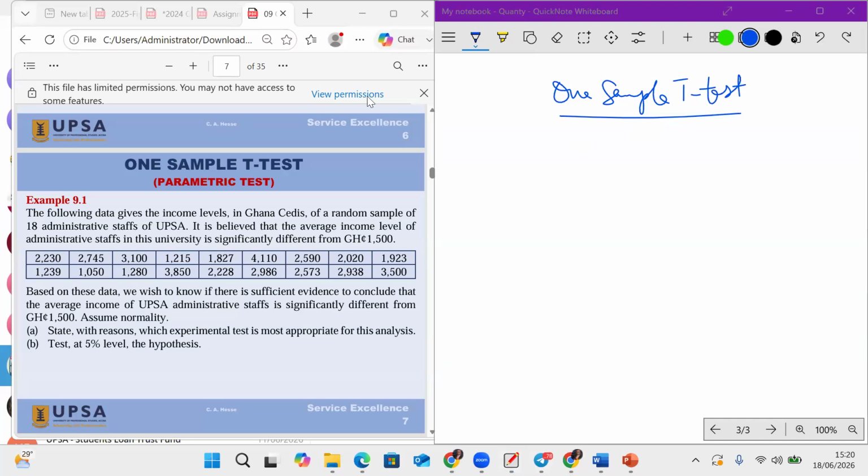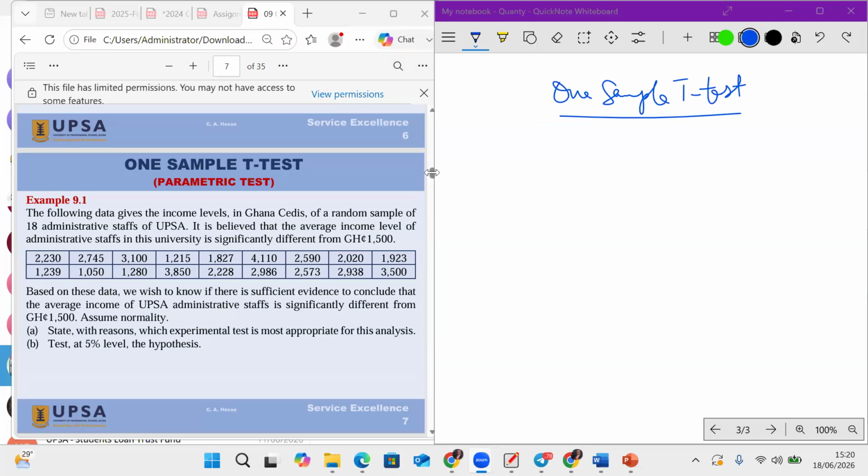Yes, sir. Joe, post in the group that we have started there. Please, one sample t-test. They're also asking which topics you are doing. Tell them I'm solving the t-test.